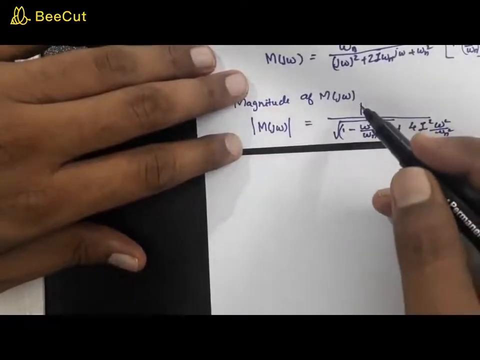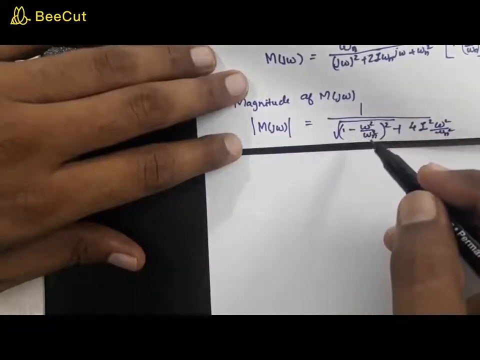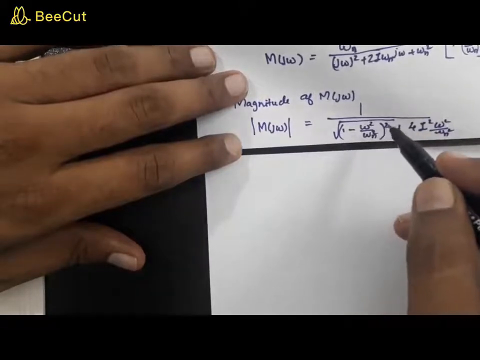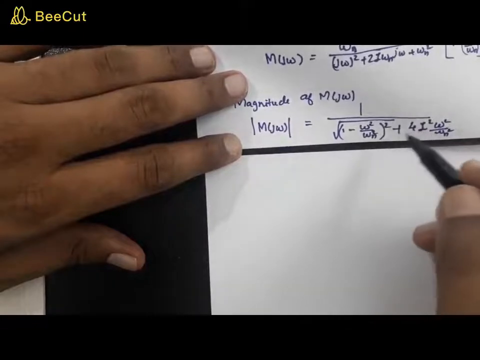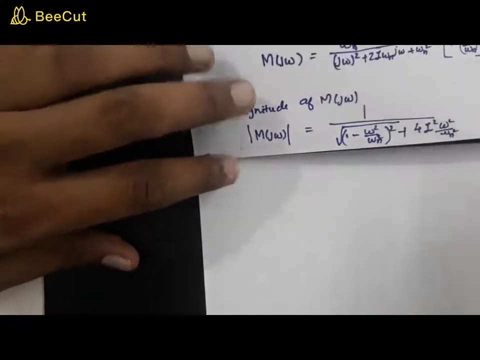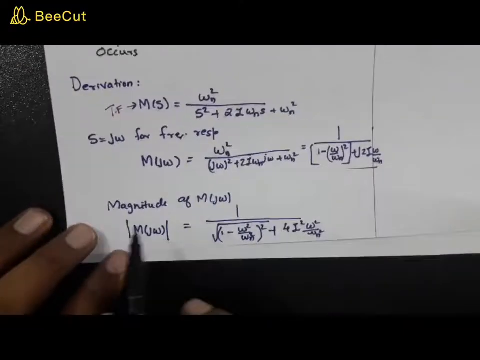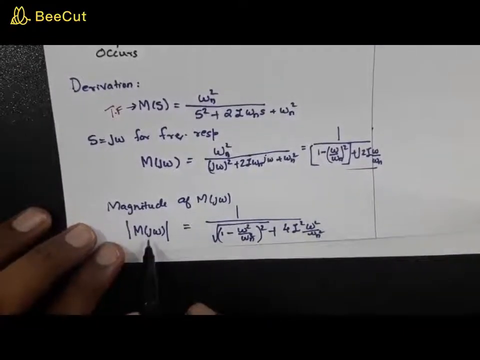The numerator magnitude is 1. The denominator will be root of (1 minus omega by omega n the whole square) plus 4 zeta square omega square by omega n square. Okay, so hope you got it till this point. Now we have derived this equation.